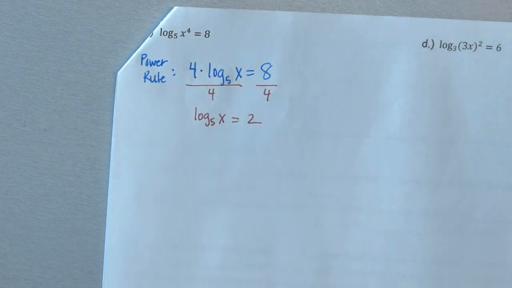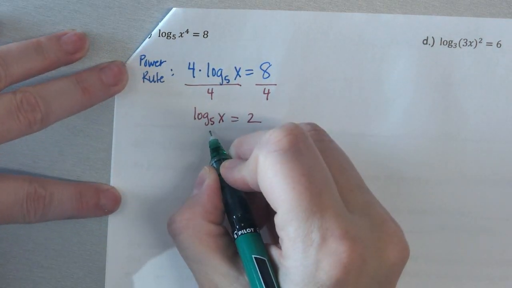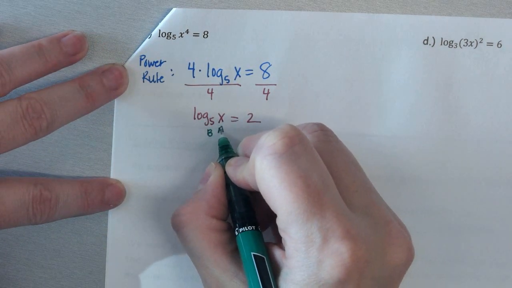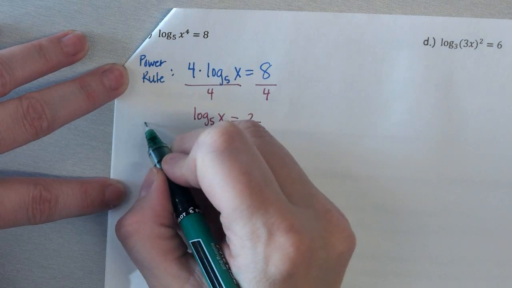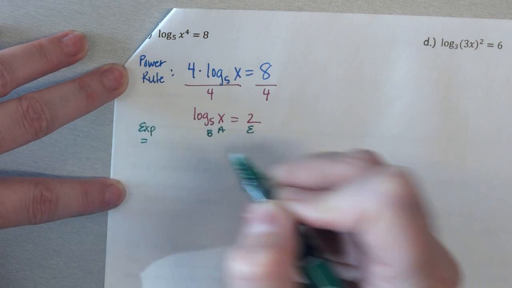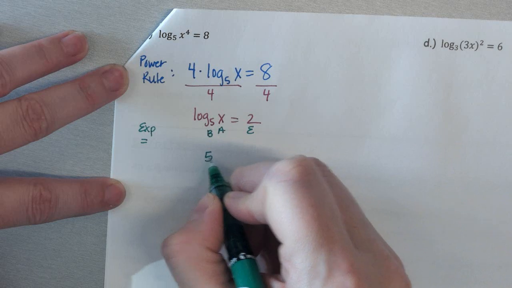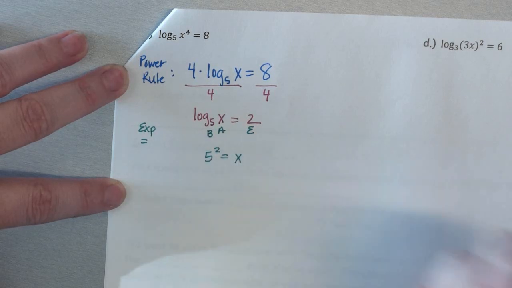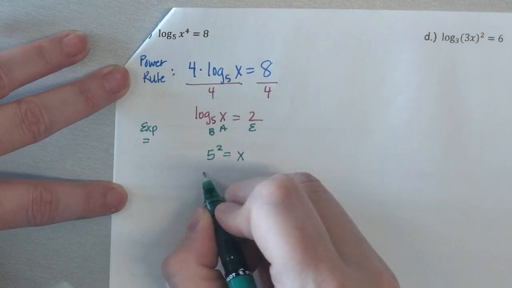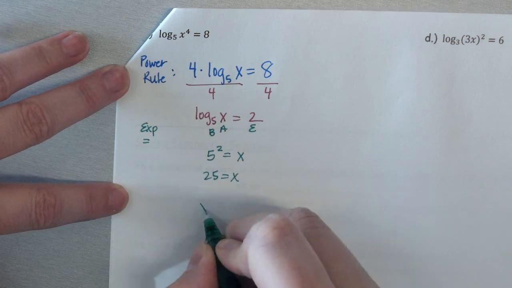Okay, and then from there, anytime it's a log, what do we want to do? Yes, write it as exponential. Okay, so write it as an exponential equation. So 5 to the power of 2 equals x. Well, what's 5 squared? 25. So that is your value for x.